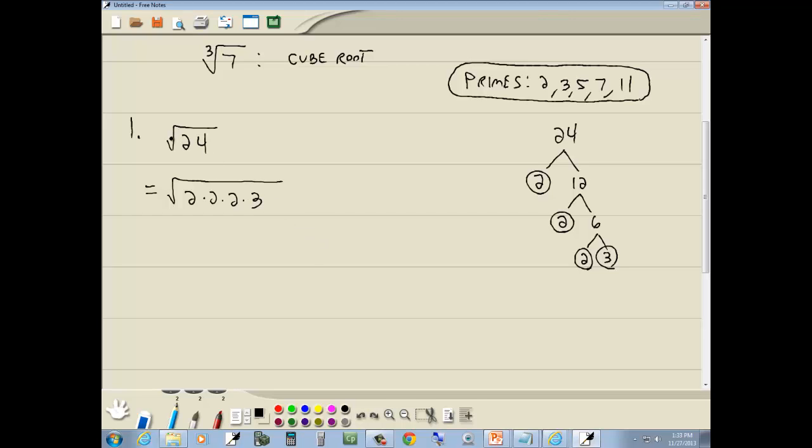Now this is a square root. The number in the little slot right here, it's implied 2. Since it's a 2, that means we're looking for a pair of somethings. We need 2 of whatever. Well, here's a pair of 2's. Those pair of 2's are going to come out in front as a single 2. Now we're left with 2 times 3 inside, which gives us 6. We can't bring those out because there's not a pair of them. So our answer to this problem is 2 square root of 6.